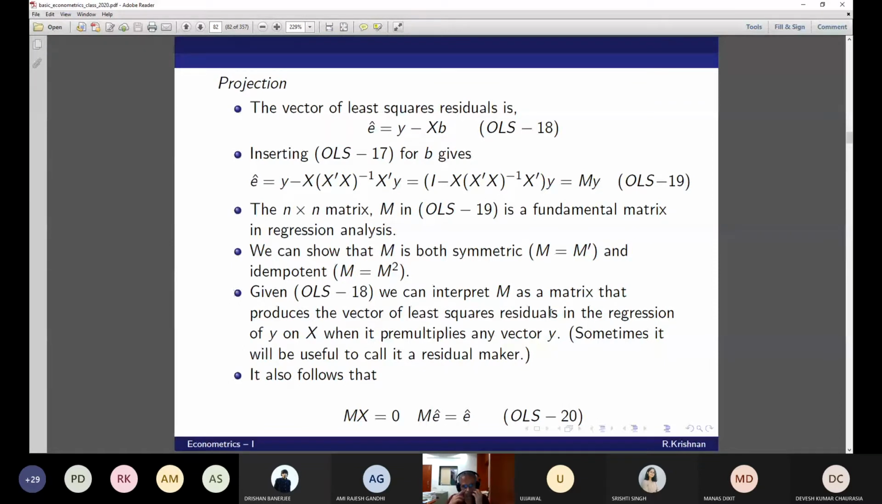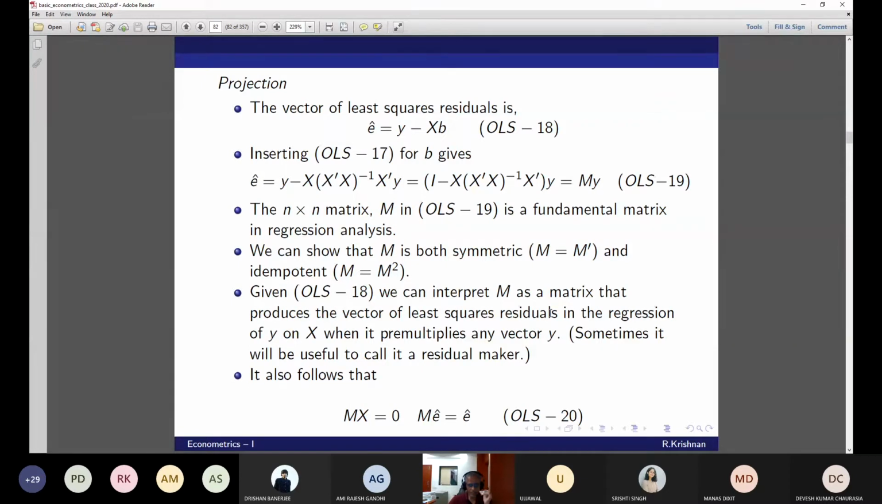What is the projection analysis? What is a projection matrix? You will see later on it is nothing but X beta, Xb. What is this projection? The vector of least squares residuals is e hat equals y minus Xb, which is equation 18. Inserting equation 17 gives this: My. This is a very important matrix in econometrics. The n by n matrix M is a fundamental matrix in regression analysis. It is both symmetric, that is M equals M transpose, and idempotent. You multiply M with M, it will result in the same matrix.